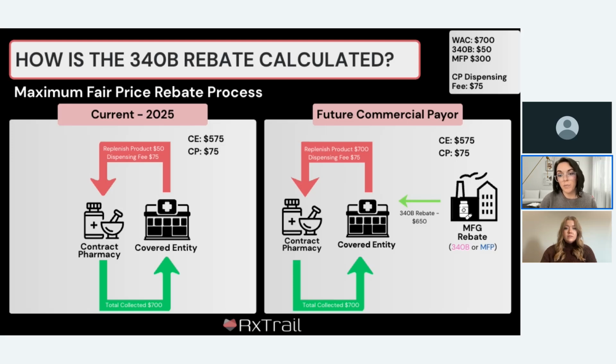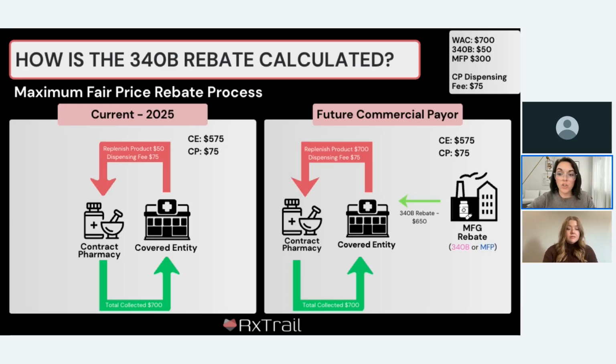That's what they're going to calculate it off of. Looking at these images that we put together, obviously these numbers are made up. This is just an example, the WAC being $700, 340B being $50, and then the MFP price being $300. Currently you can see in the first box, you're purchasing the drug at that $50, and you're basically getting the amount back from the pharmacy at the $700 to end up netting $575 with their contract pharmacy dispense fee of $75.